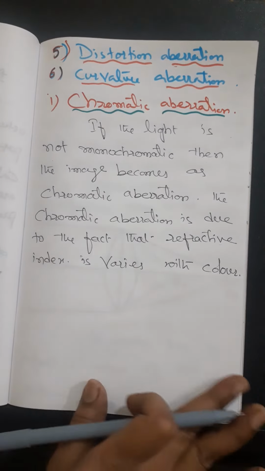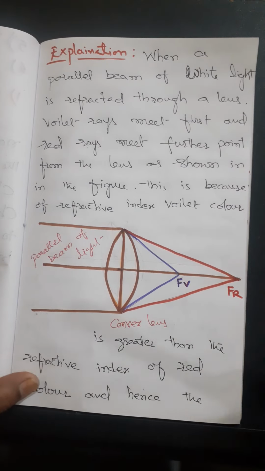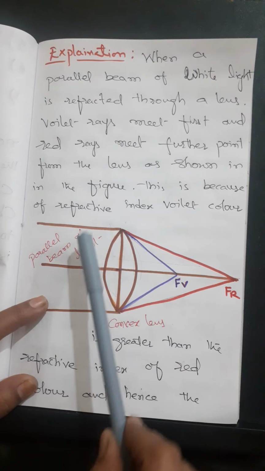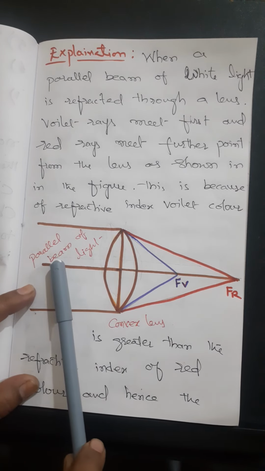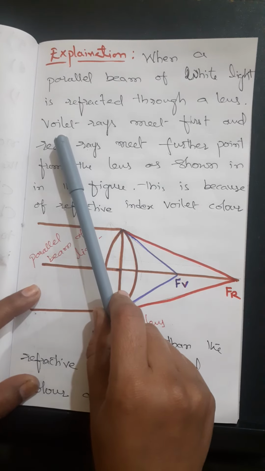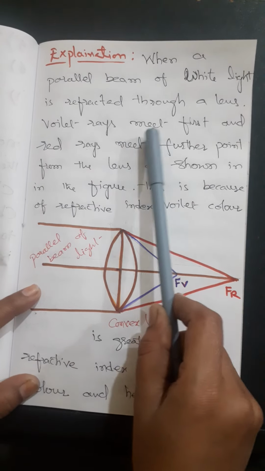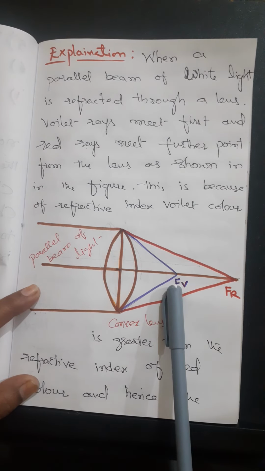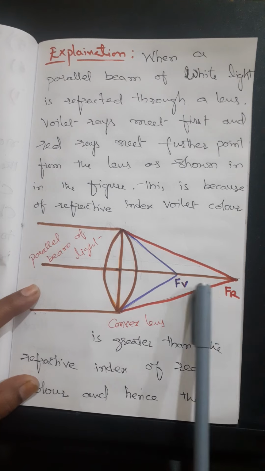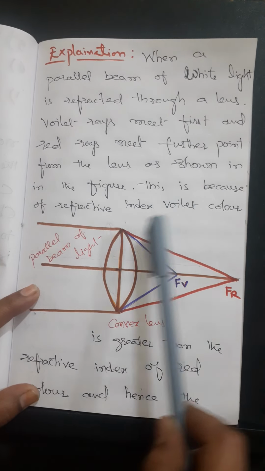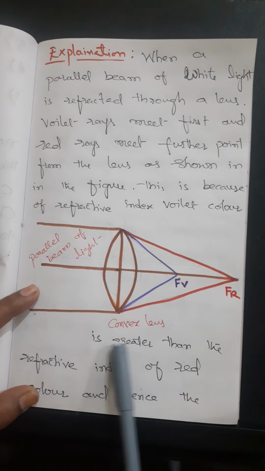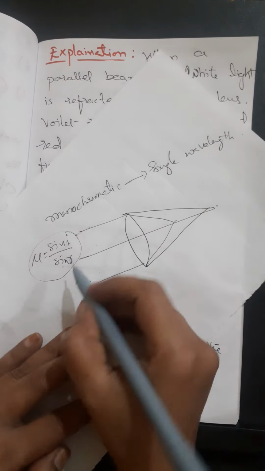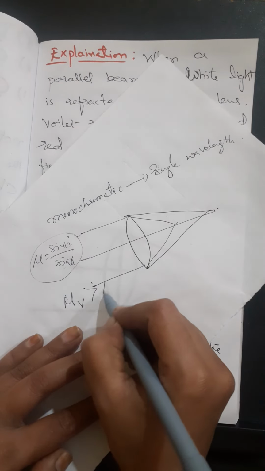Here I have given a little explanation. When a parallel beam of white light is refracted through a lens, the violet rays meet first and the red rays meet at a further point, as shown in this figure. This is because the refractive index of violet color is greater than the refractive index of red color; here mu v is greater than mu r.